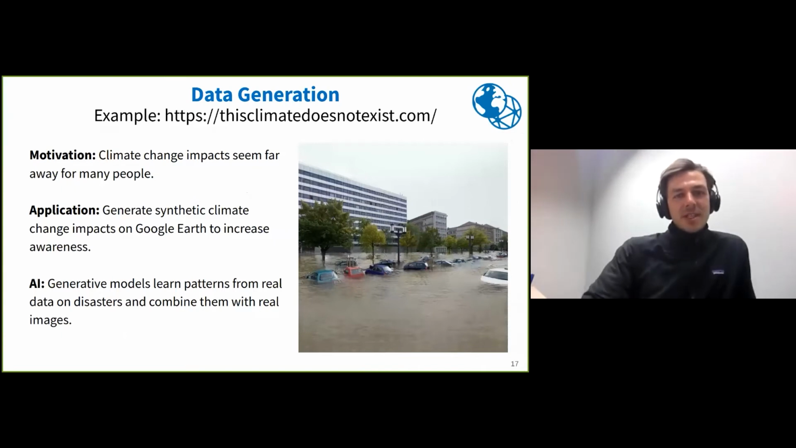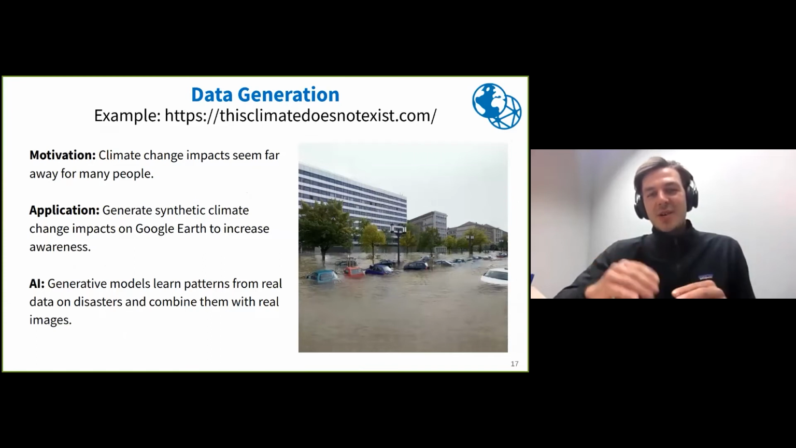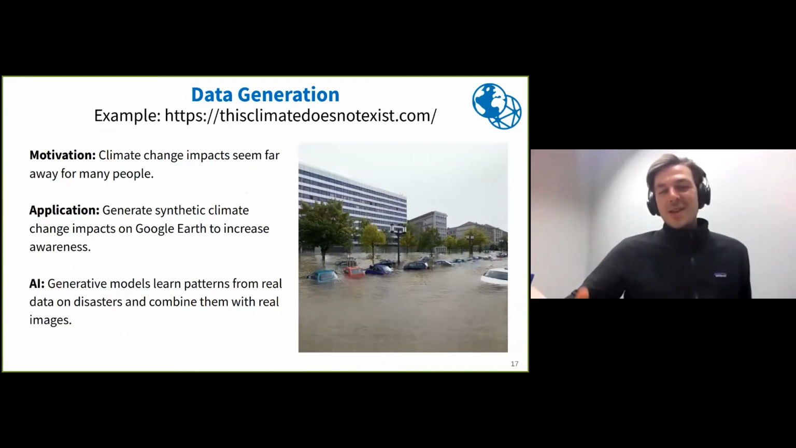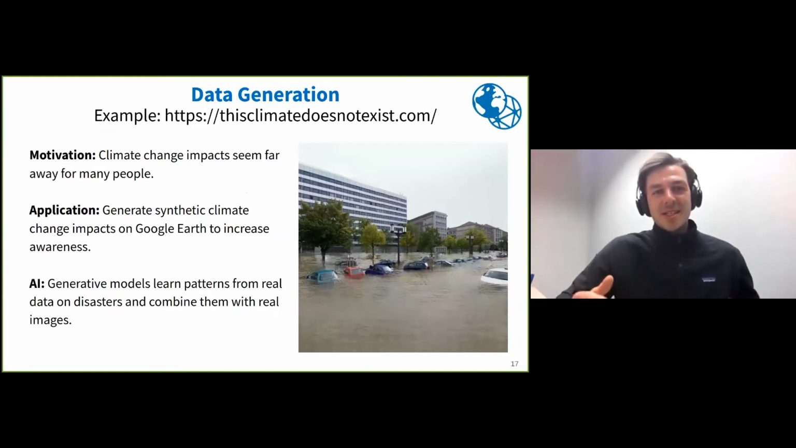And what they do here is show your local neighborhood, and how it will look in 30 years or so when climate change is really severe. What they try to do is bring attention to the topic by showing: this is what your neighborhood will look like if you don't do anything. And from a machine learning perspective, it's also interesting because they use images from real disasters and learn the patterns from them, but apply them to Street View images from Google Street View. So it's a generative model that they use here.